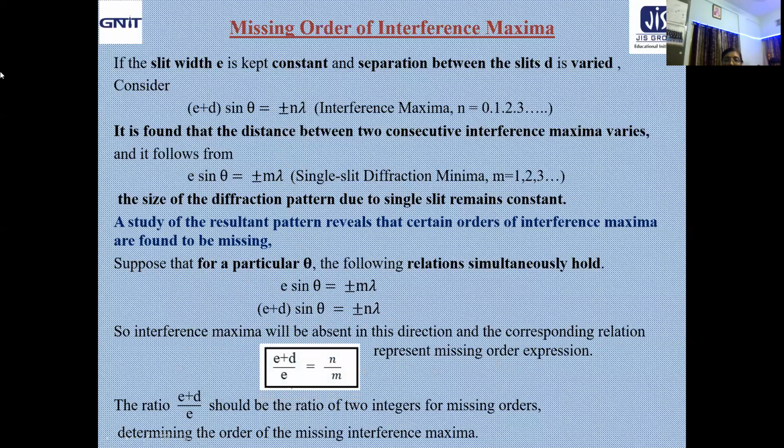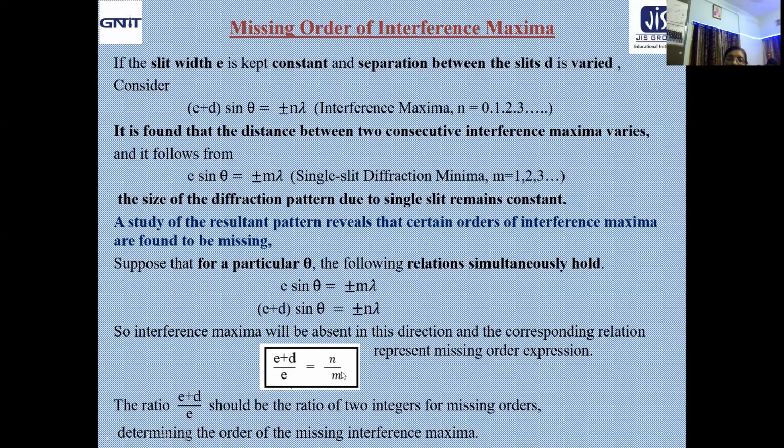Just take a look. We are considering that along a certain direction theta, both the conditions are simultaneously satisfied. That means E plus D by E equal to n by m. That means one's maximum is overlapping with the other's minimum in a given direction theta for a particular lambda. So what about the condition for missing order? E plus D by E equal to n by m. That means one's maximum is coinciding with the other's minimum, resulting in missing of the maxima order compared to the minima.